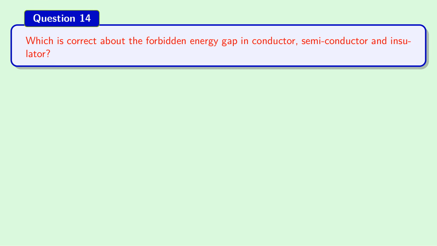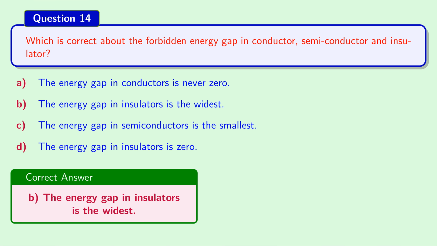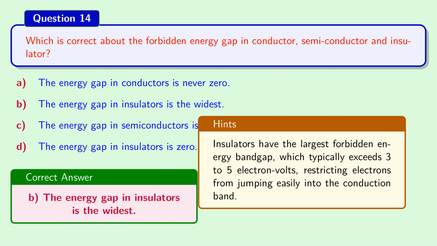Question 14, which is correct about the forbidden energy gap in conductor, semiconductor, and insulator. The four options are as given: A, the energy gap in conductors is never zero. B, the energy gap in insulators is the widest. C, the energy gap in semiconductors is the smallest. D, the energy gap in insulators is zero. Correct answer is option B, the energy gap in insulators is the widest. Quick tip for this question.